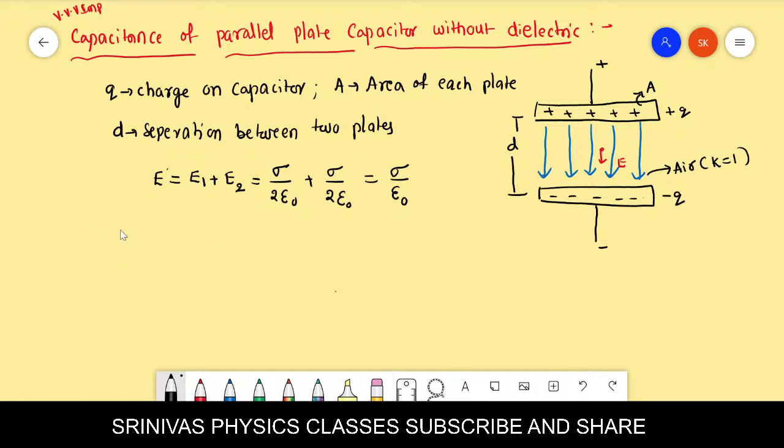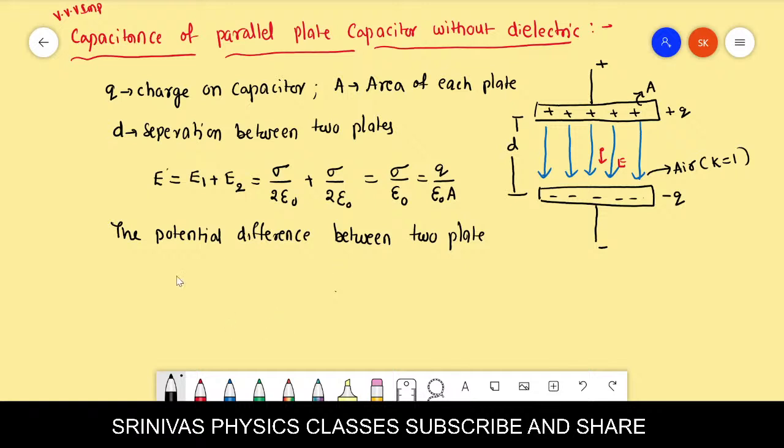I want the potential difference between two plates of the capacitor. First of all, we have to calculate the electric field. Later, we have to calculate the potential difference. What is sigma? Surface charge density. Surface charge density means what? Charge by surface area. Charge by surface area we have to write.